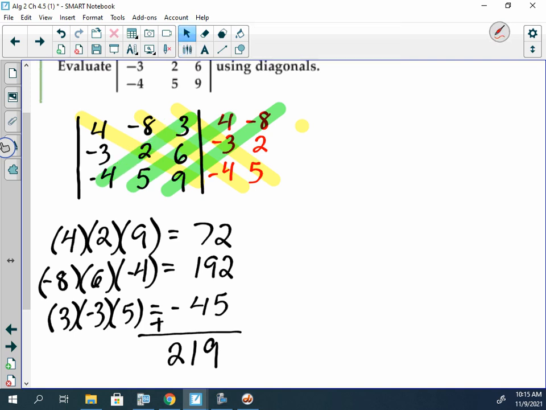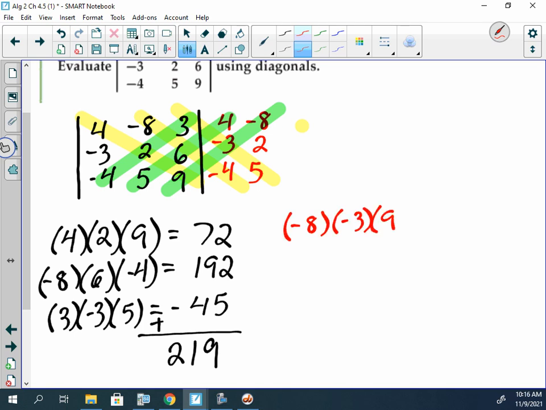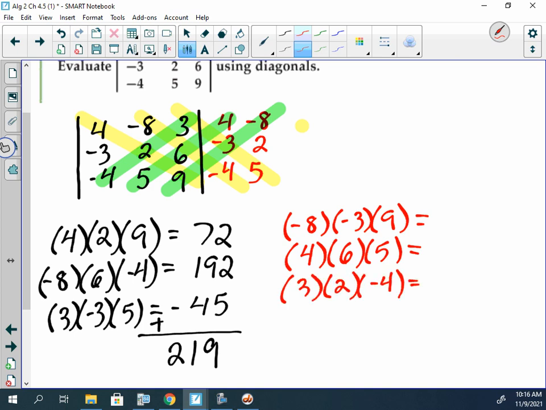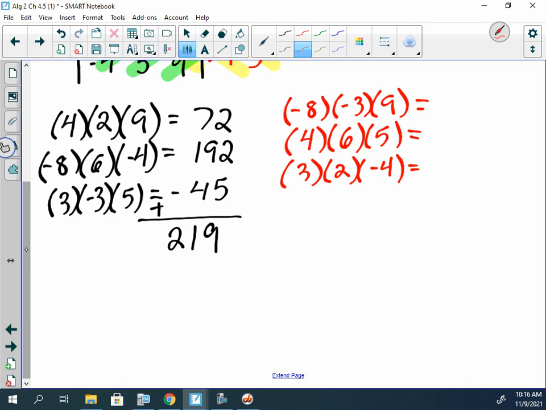Well, we're going to have the 3. So we would have -8 times -3 times 9, 4 times 6 times 5, and 3 times 2 times -4. Because these are the 3 going the other direction. So the first one, -8 times -3 times 9, will be positive.